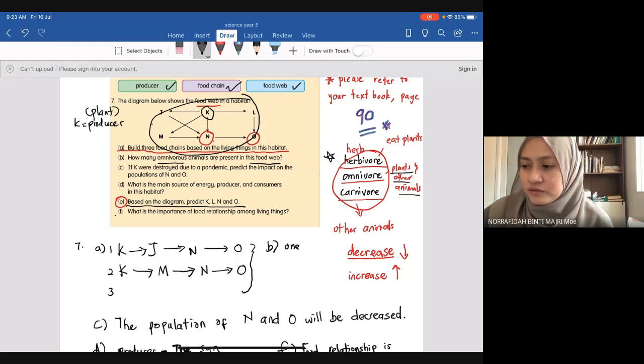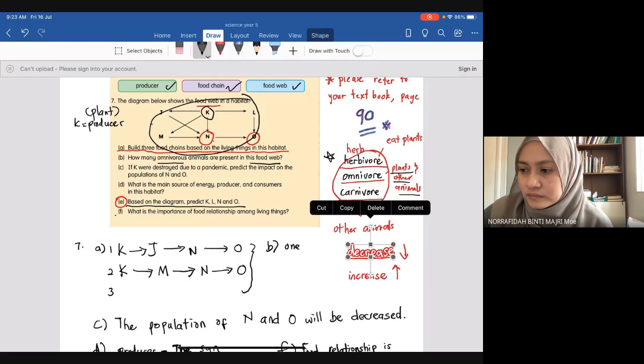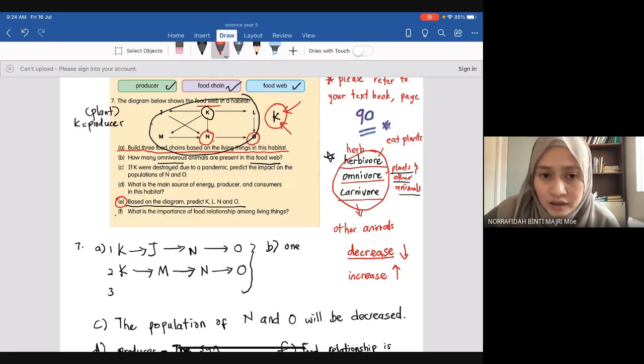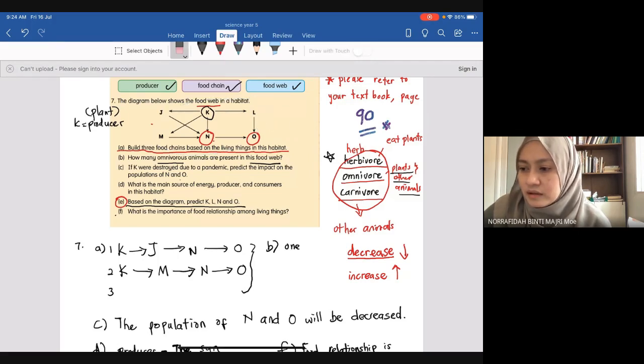Okay, teacher will give an example. If you want to write a food web, for example K, make sure the arrow is like this, eaten by something, like A, B, C. Don't write it like this. If it is like this, it means K is not a plant. Also don't suddenly end up with O here. Okay, this is a food web. This is the last one.